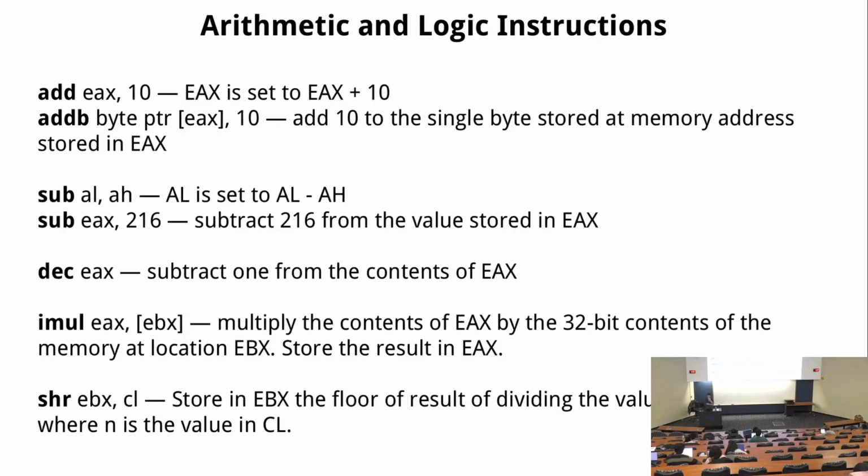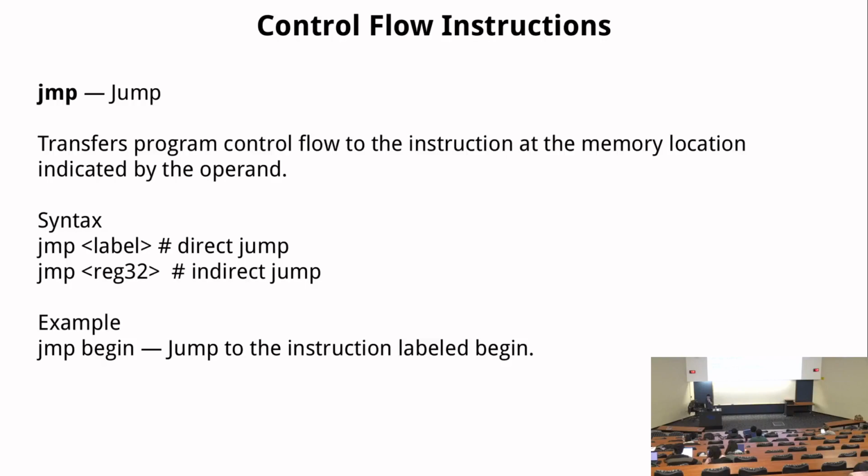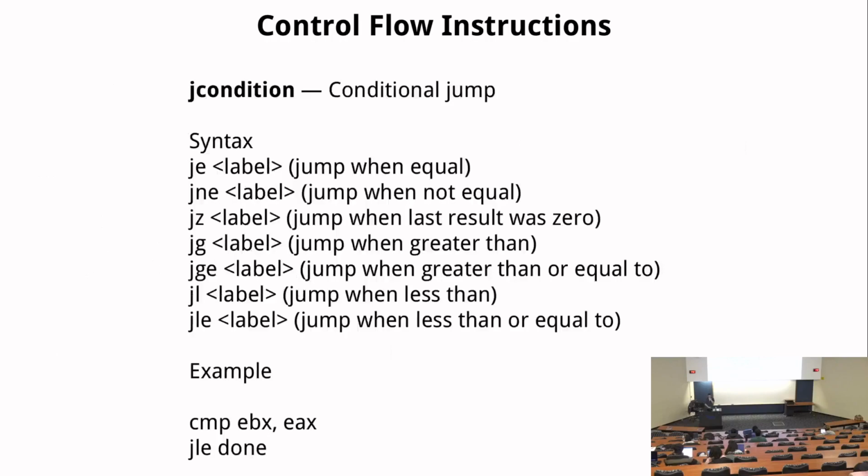Then there are some arithmetic instructions: add, subtract, multiply, shift things to left, to right. Also control flow instructions, jump, to transfer the program control flow to the instruction at a particular memory location. There could also be indirect jumps. Instructions with the format like a J followed by a condition are not indirect jumps. Those are conditional jumps.